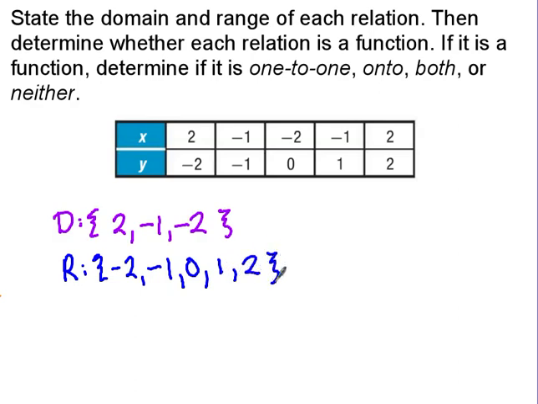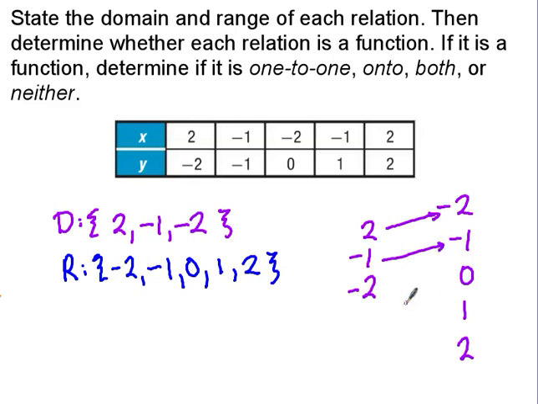So now let's go ahead and draw that out and see what we have. We have 2, -1, -2. And then over here I'm going to have -2, -1, 0, 1, 2. So 2 goes to -2, -1 goes to -1, -2 goes to 0, -1 goes to 1, and 2 goes to 2. Now, first of all, is this a function? Why is it not a function?